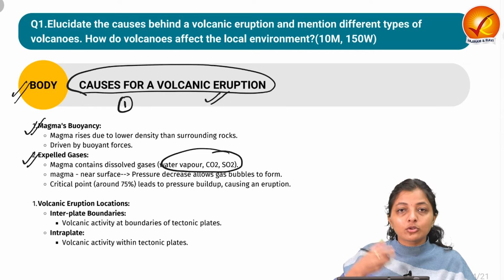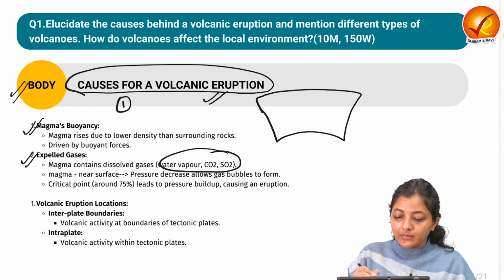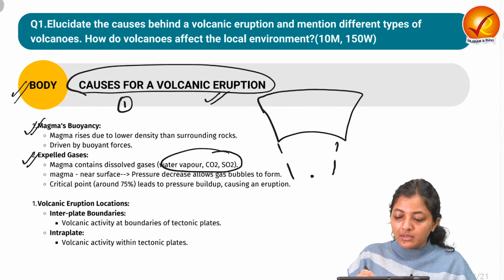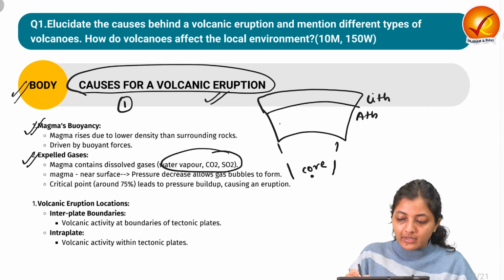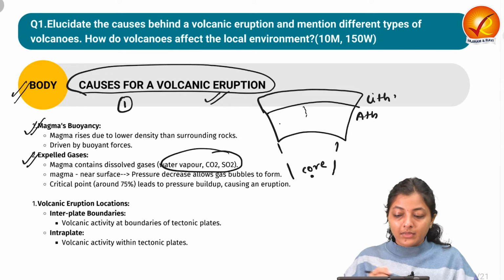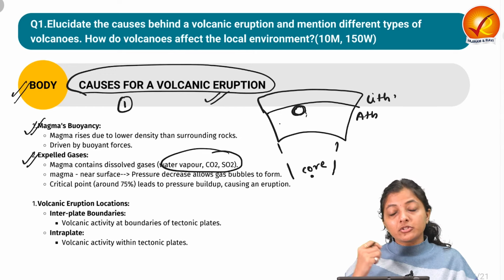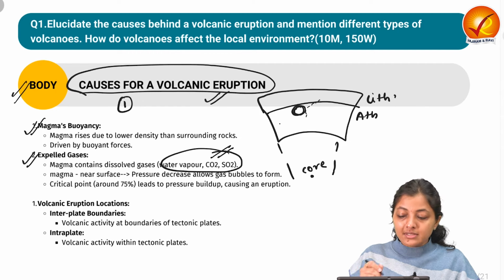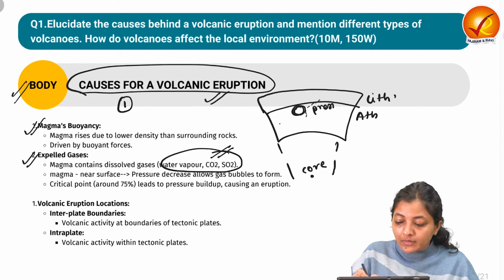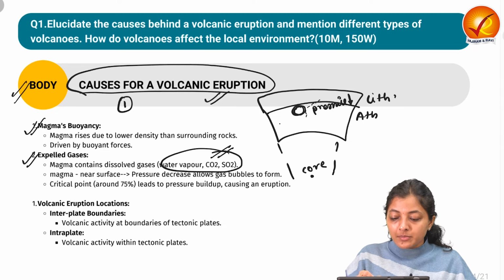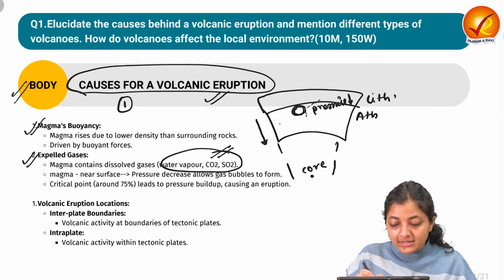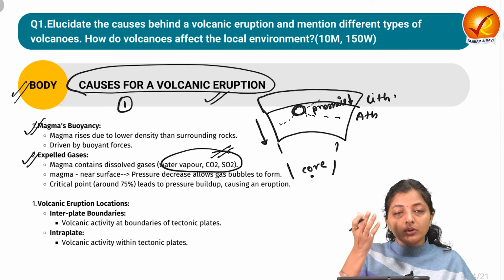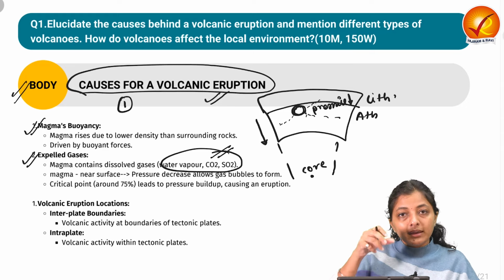So as the magma rises closer to the surface, this is the deeper core, this is the mantle or asthenosphere you can say, and this is the lithosphere. As the magma rises, in which there are the dissolved gases like water vapor, CO2 and SO2, as the magma rises close to the surface, the pressure decreases. Why does pressure decrease? Because as we move down the interior of the earth, pressure increases. So what this is saying is, when the magma rises upwards, the pressure on that particular magma decreases.